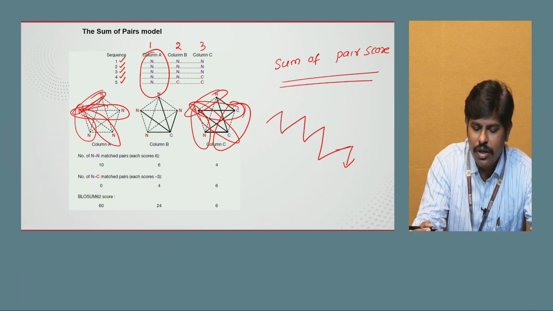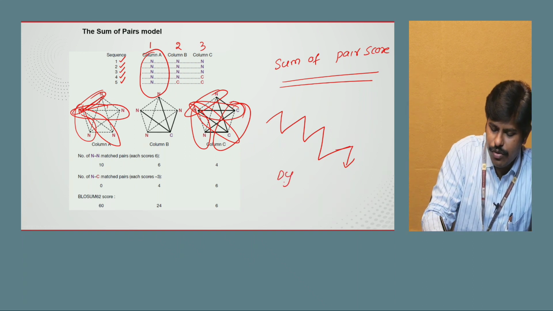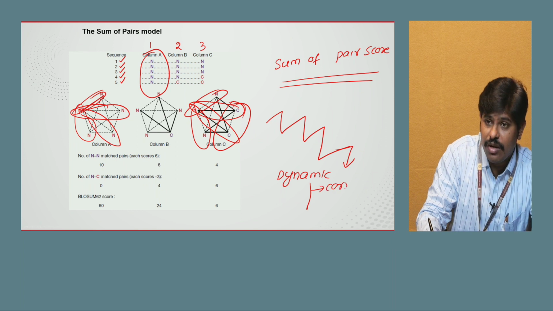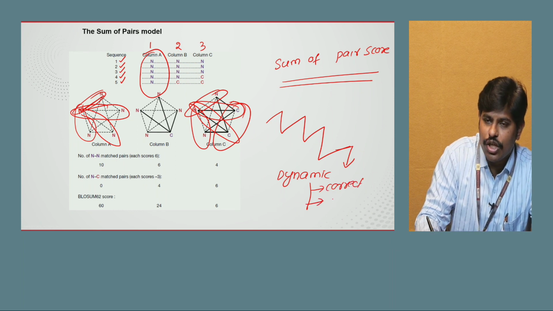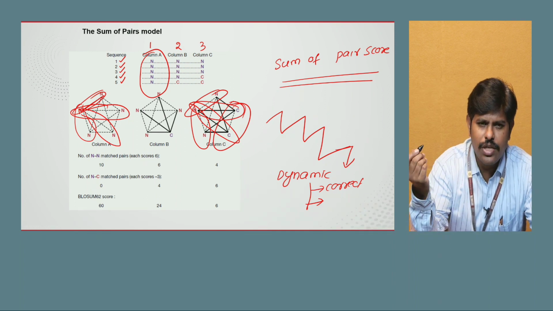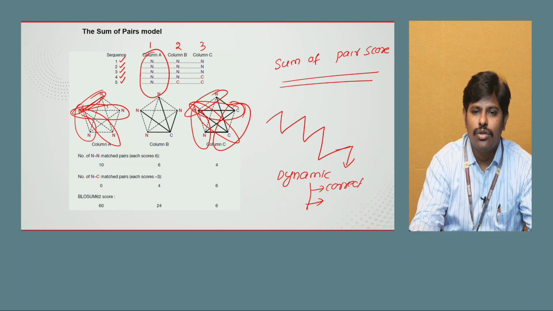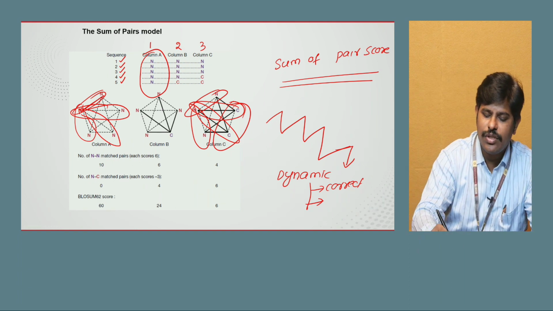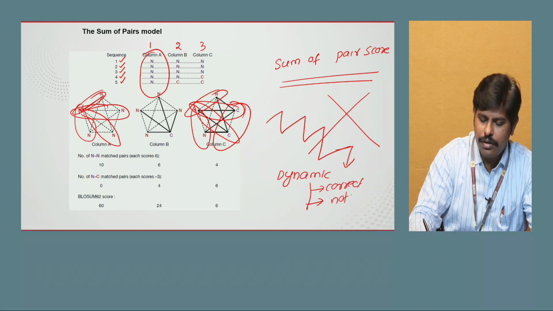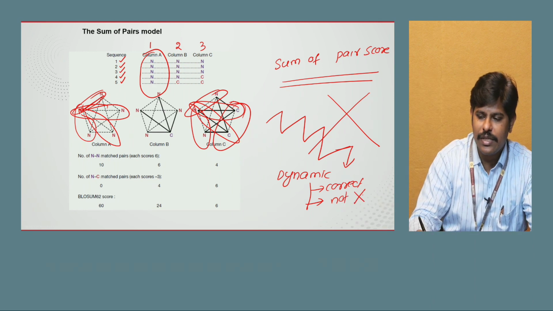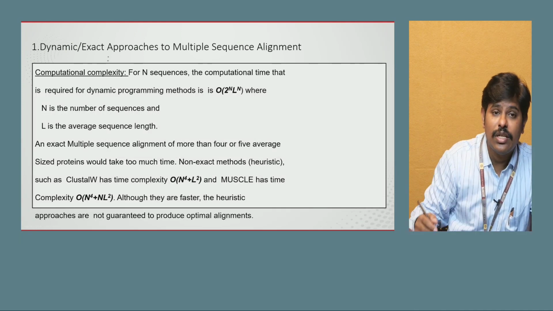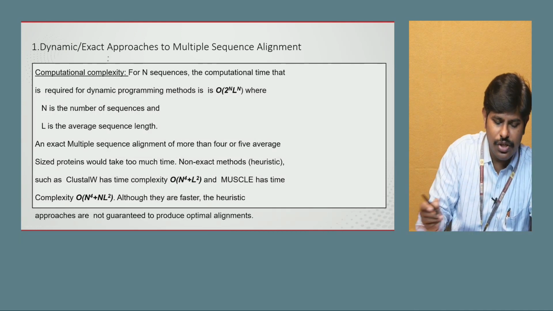One important thing about dynamic programming is that although it may be a correct approach, it is very computationally intensive. It takes a lot of time. You require supercomputational resources, and it is not possible for real life sequences, hence these methods are actually not used here. There is something called computational complexity.